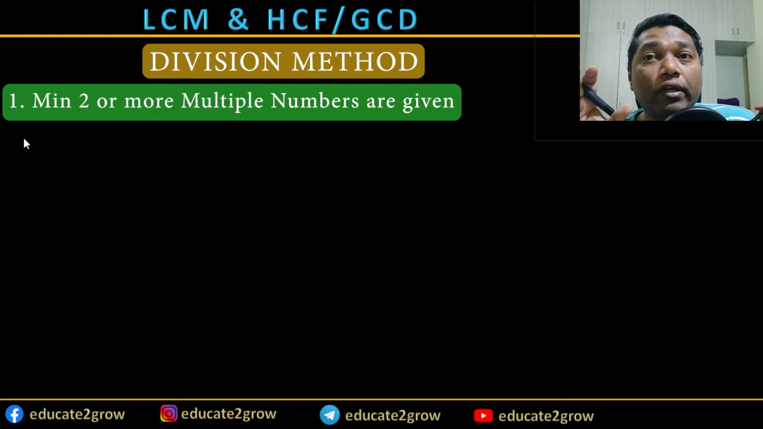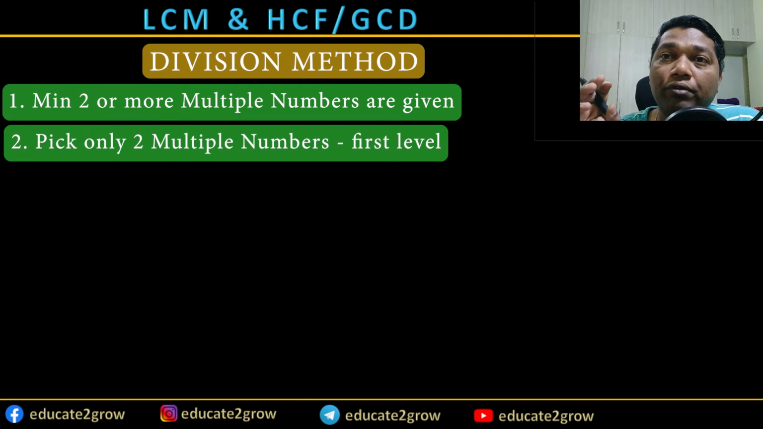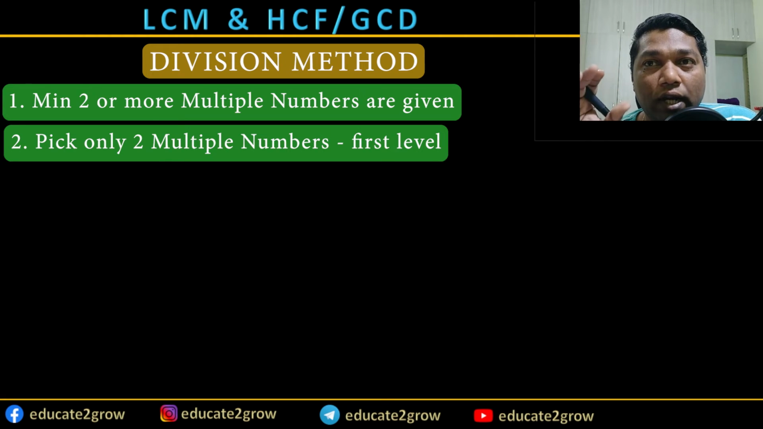The second point here is we need to pick only the first 2 numbers. If only 2 numbers are given, then you need to pick only those 2. If 3 numbers are given, then we need to pick the first two, and whatever result we get, we need to club with the third number and do the same calculation once again. Let me show you that once again in the example.